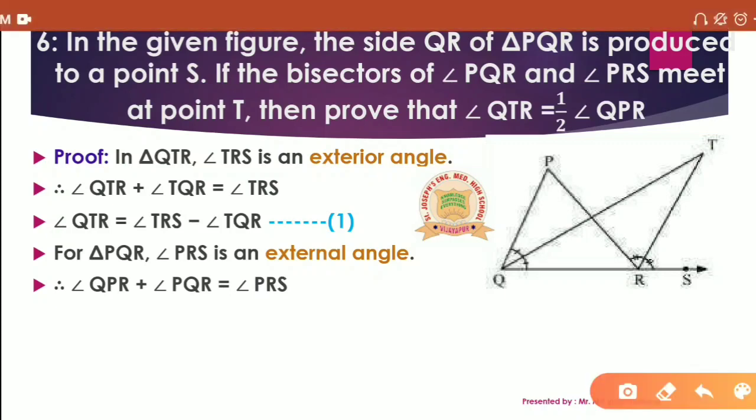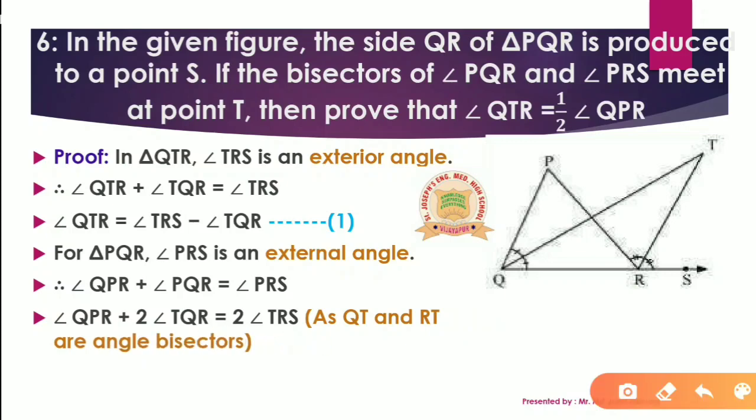Now we know that these are angular bisectors, so they divide angles PQR and PRS into two equal parts. Can I write PQR is equal to 2 TQR, because TQR is equal to TQP? And PRS is equal to 2 TRS. So QPR plus 2 TQR, in place of PQR, is equal to 2 TRS, because if you double it you get the complete angle. We have written the reason: QT and RT are angle bisectors.